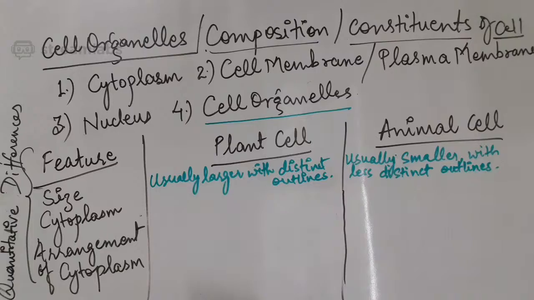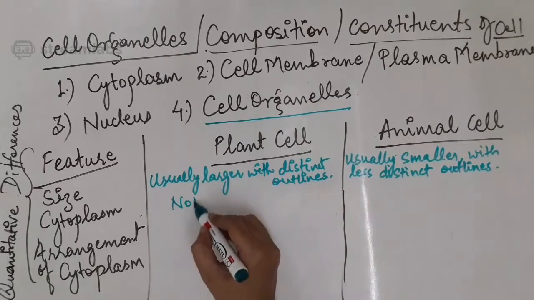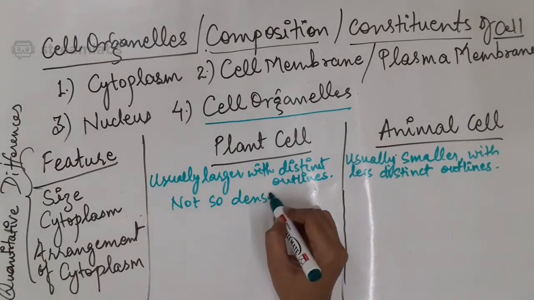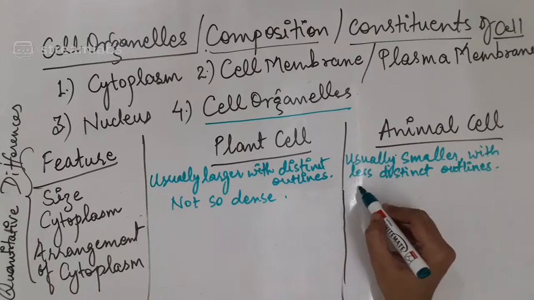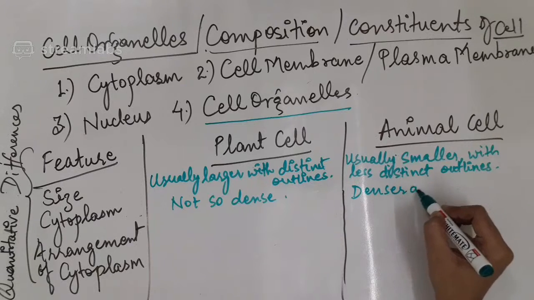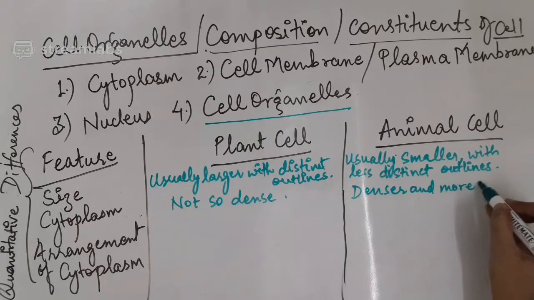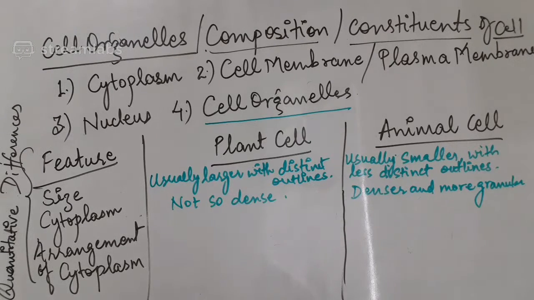Cytoplasm in a plant cell is not so dense. But it is denser and more granular in an animal cell. Here the word dense or density means the thickness of the cytoplasm. As you all know that cytoplasm is the liquid of the cell or the jelly-like substance in which all the cell organelles are present in scattered form.